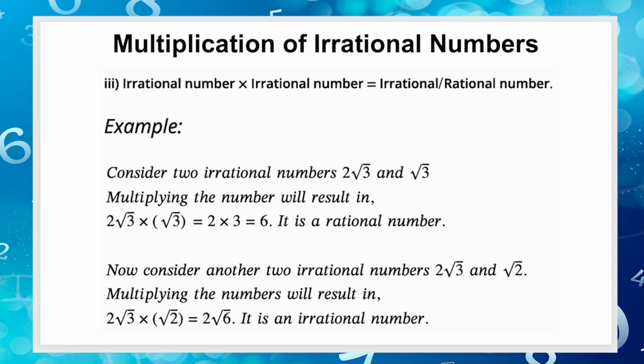Before understanding this example, we must know that root n into root n gives us n. That is, root 3 into root 3 gives us 3. Now, if we multiply 2 root 3 by root 3, we get 2 into 3. That is equal to 6, which is a rational number. Same way, let us multiply 2 root 3 and root 2. We get 2 root 6, which is an irrational number.